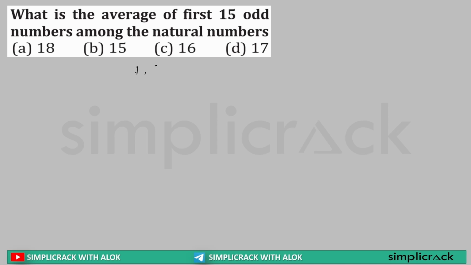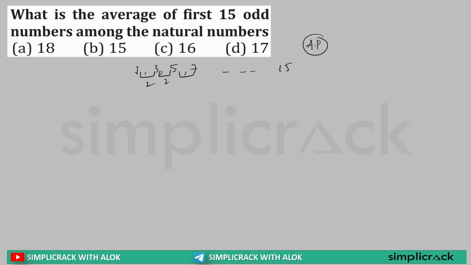Sir, first 1, second 3, third 5, then 7. You can do it this way. Then add it, or we learn from what? We learn that it is an AP. See, the difference between the odd numbers is 2. So the whole series up to the 15th number will be what?